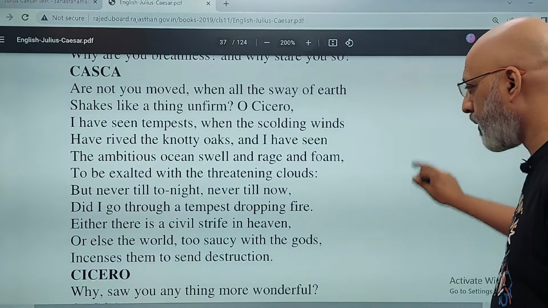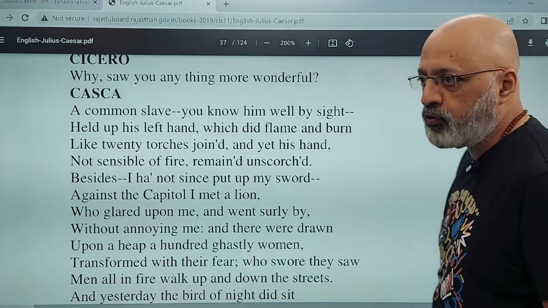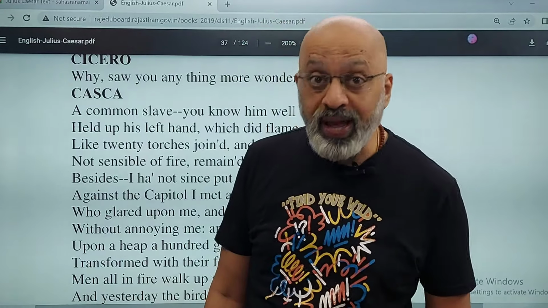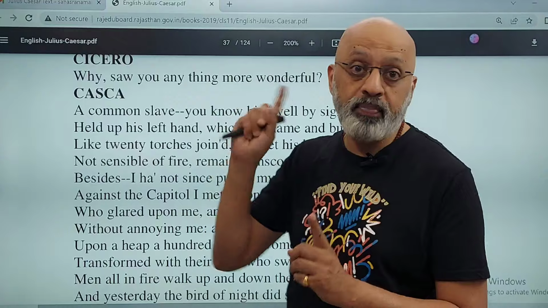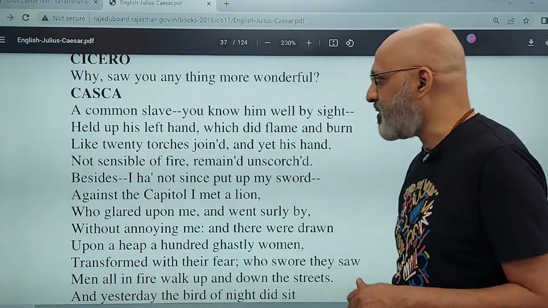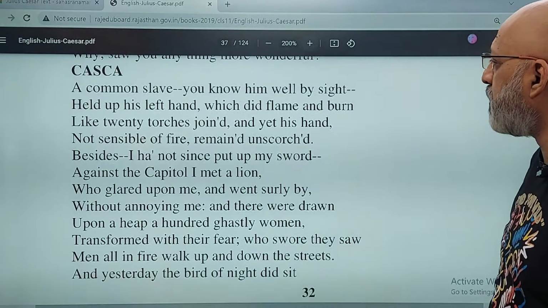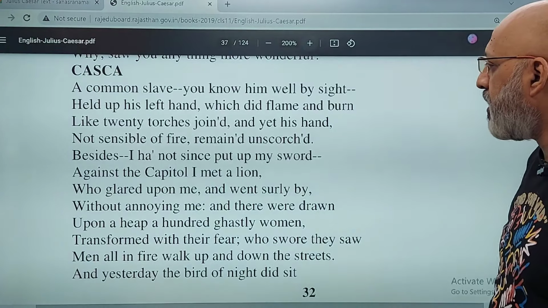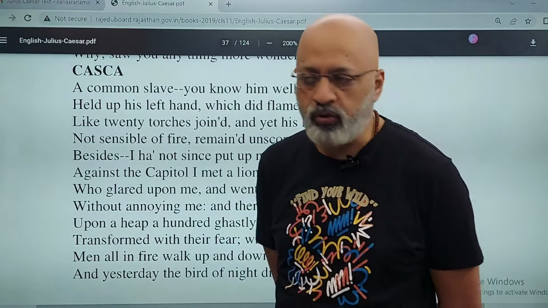Cicero says, why saw you anything more wonderful? So he says, did you see anything that was more amazing or looked like it came from the gods? Because he's not talking about that something must be happening in heavens, as a result of which we are bearing the consequences. Casca says, a common slave, you know him well by sight, held up his left hand, which did flame and burn like 20 torches joined, and yet his hand, not sensible of fire, remained unscorched. So he says, a common slave, you would recognize him in Rome.